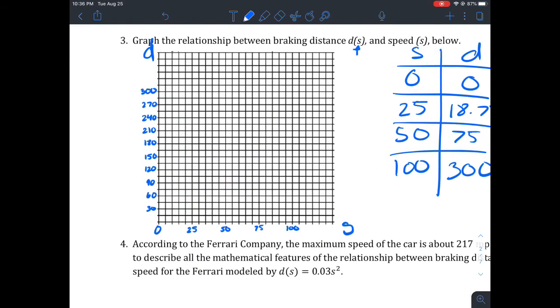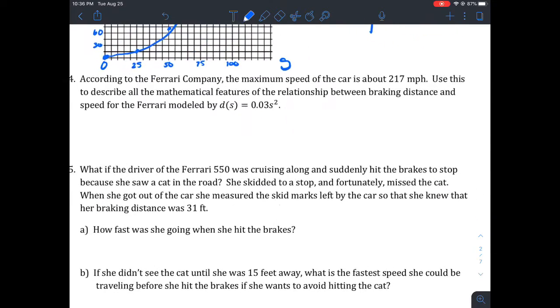All right, now we can plot our points. We've got our 0, 0, and we'll do 25 and 18, which would be right about there. 50 and 75, a little bit above the 60. And then we've got 100 and 300. All right. So you can definitely tell that when we graph this, we get that quadratic curve right there.